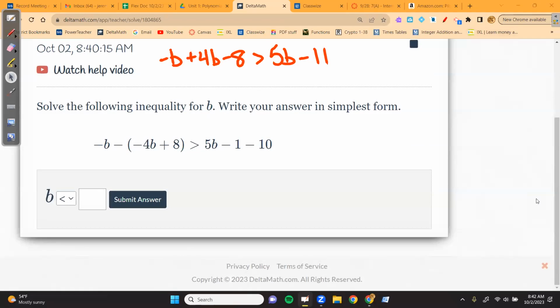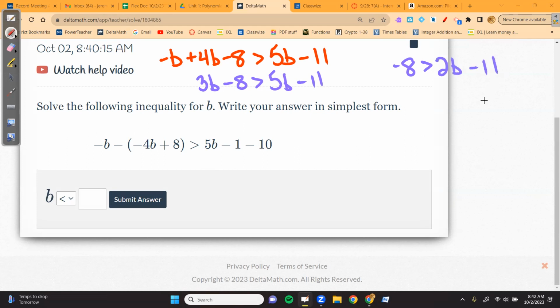What's the next thing we do? Combine like terms on the left side. How many b's are we going to get? Good job. So we have 3b minus 8 is greater than 5b minus 11. Which b should we move? Yeah, let's subtract the 3b from both sides. That's going to keep us positive. So I'm going to be left with negative 8 is greater than what? 2b minus 11. Next step.